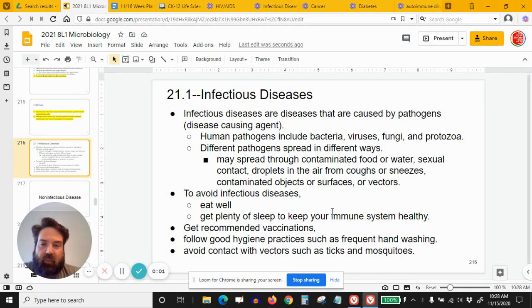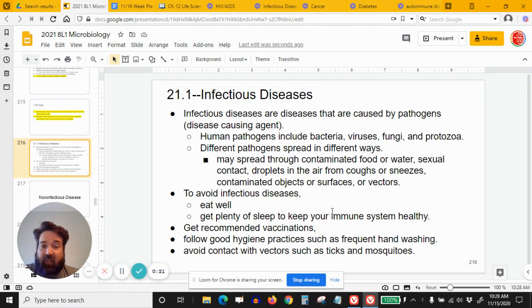The 21.1 is from a different textbook, but the information is still good. Infectious diseases are diseases caused by a pathogen. They infect the body, and generally can be spread from person to person. They can be caused by bacteria, viruses, fungi, or protozoa.